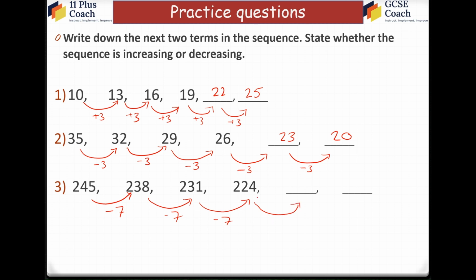So here 24 take away 7 would give me 17. And I take away 7 again. From that number, I'll end up with 10. So these are the next two numbers in that sequence. Hopefully you got them right.